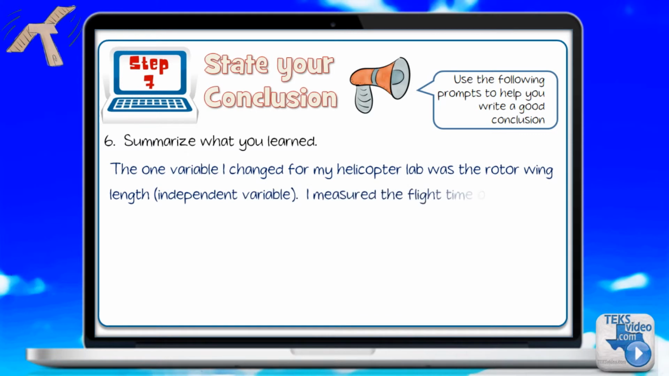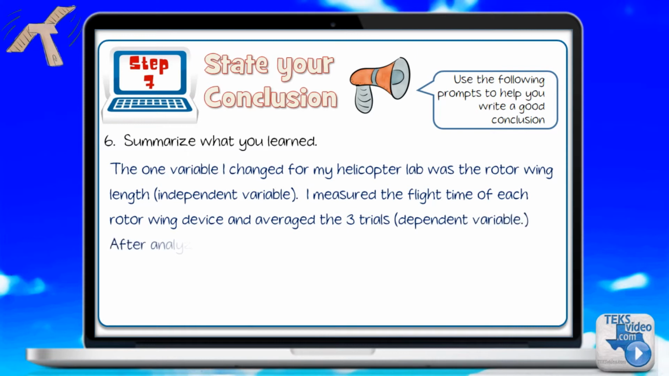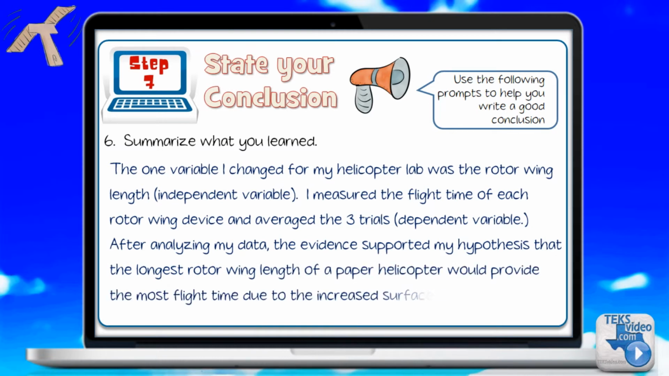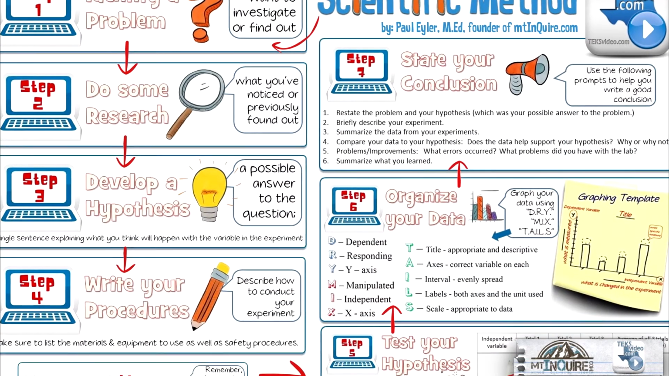I measured the flight time of each rotor wing device and averaged the 3 trials. After analyzing my data, the evidence supported my hypothesis that the longest rotor wing length of a paper helicopter would provide the most flight time due to the increased surface area of the wing. We have now completed our 7 steps of the scientific method.